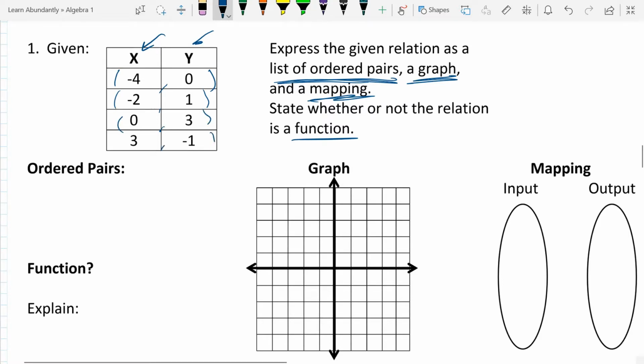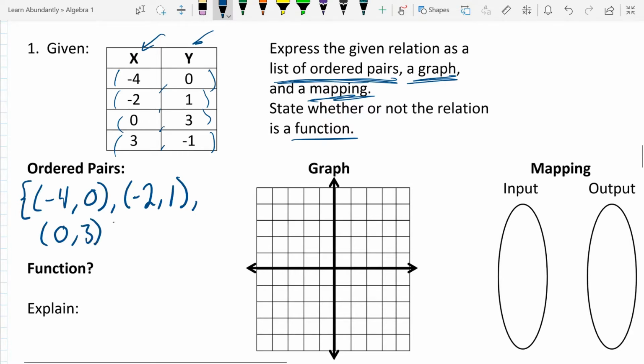Now, I can't just say that's good because I have to write this in curly braces. So let's do it. Curly braces, -4, comma 0, always the x's first, comma because I have a second one, -2, comma 1, close, comma. I'm going to move on to the second line here. 0, comma 3, and comma 3, comma -1. And then I close it with a curly brace.